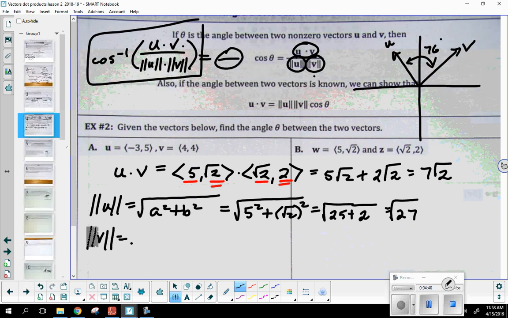The magnitude of v, so the square root of a squared plus b squared. So here's a, here's b. So once again, we have a square root of 2 squared plus 2 squared.